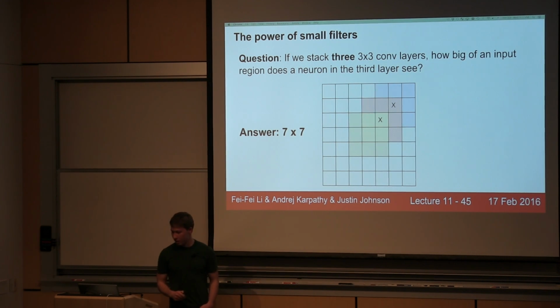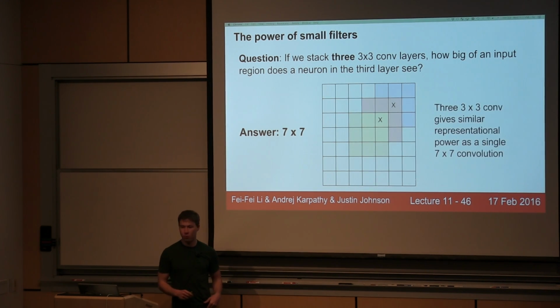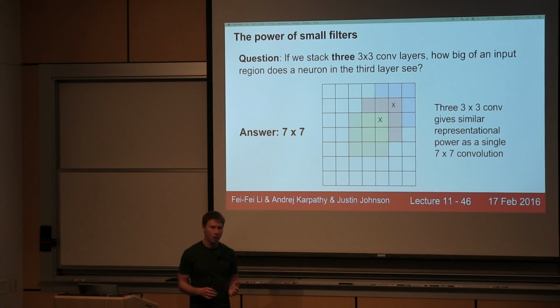So the point here to make is that three 3x3 convolutions actually give you very similar representational power, is my claim, to a single 7x7 convolution. You might debate the exact semantics of this, and you could try to prove theorems about it. But just from an intuitive sense, three 3x3 convolutions can represent similar types of functions as a 7x7 convolution, since it's looking at the same input region.